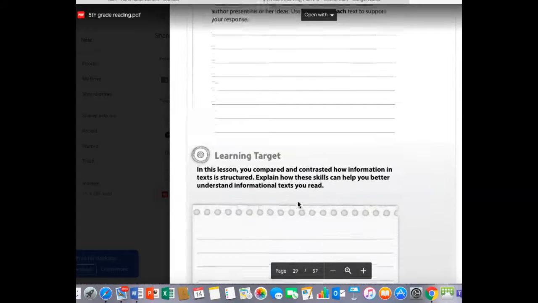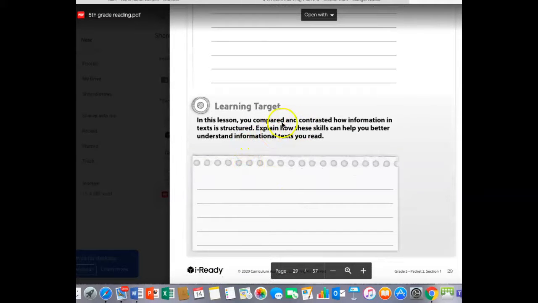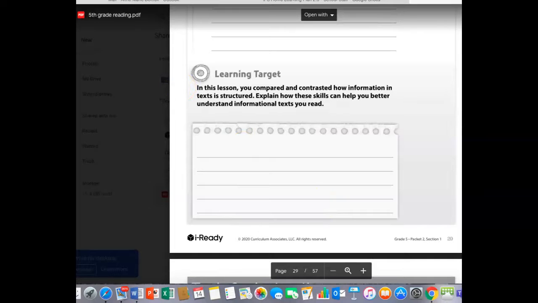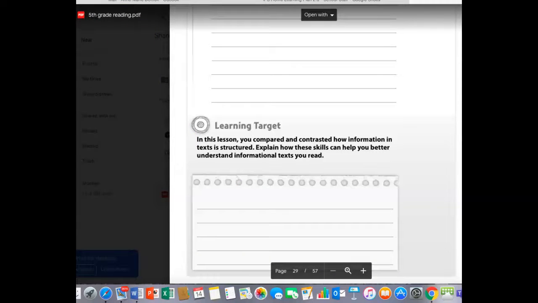Down here it says, in this lesson, you compared and contrasted how information in text is structured. Explain how these skills can help you better understand informational text that you read. Comparing and contrasting tells you how things are similar and how they are different when you read, and that structure helps you to understand informational text. So address that here. And that is it for the reading. That was a quick one.